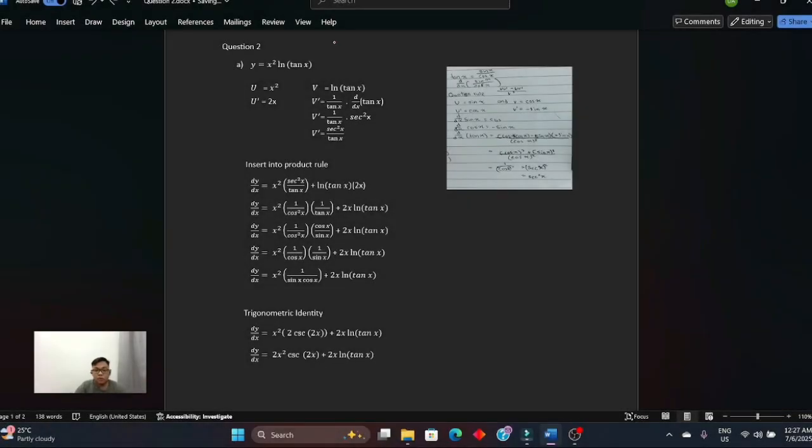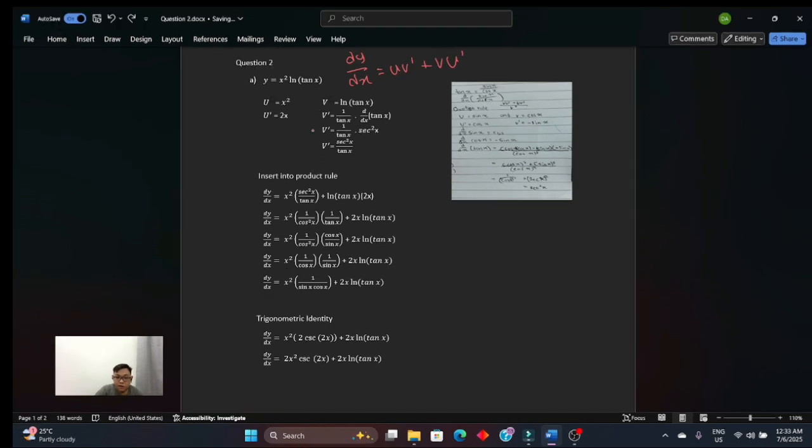So now we're going to solve question 2a, and we're going to use the product rule to solve this question, that is dy over dx equals u v prime plus v u prime. By getting all these equations right here, we can just insert them into the product rule and we get this. This part right here, we can also simplify.